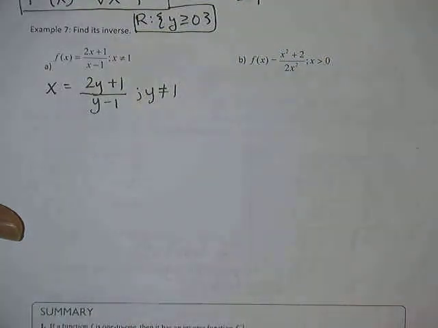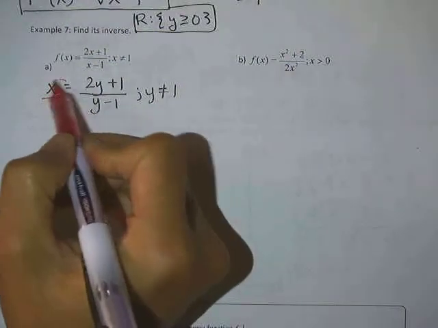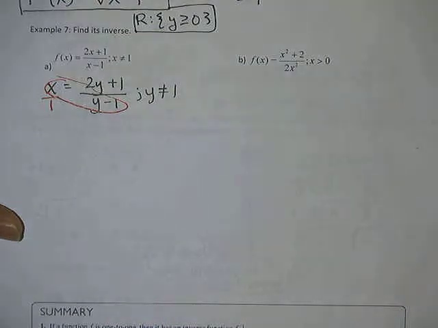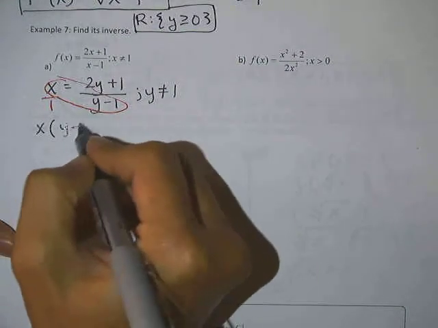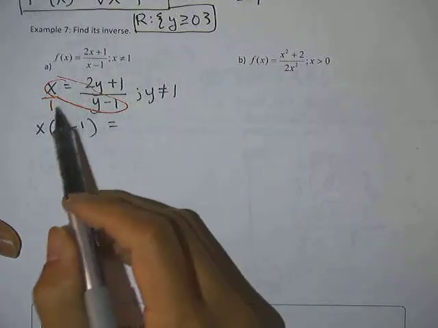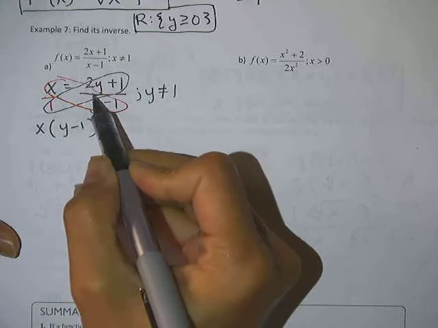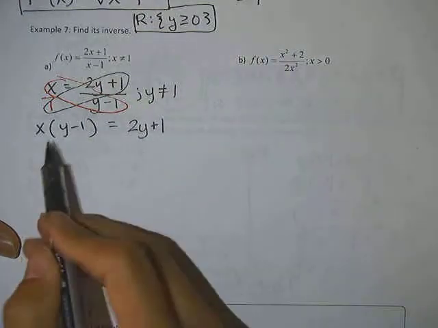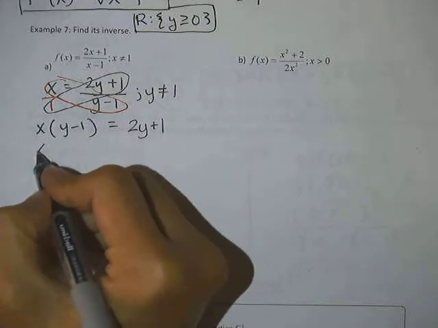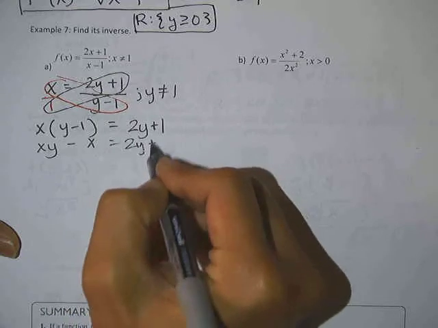Okay, so from here, we're going to make x into a fraction by putting 1 underneath, and we're going to cross multiply. So if I cross multiply, I have x times the quantity of y minus 1 equals 2, and then I'm going to cross multiply this side. That means 1 times 2y plus 1, which is itself. I'm going to distribute: x times y is xy, x times negative 1 is negative x, equals 2y plus 1.